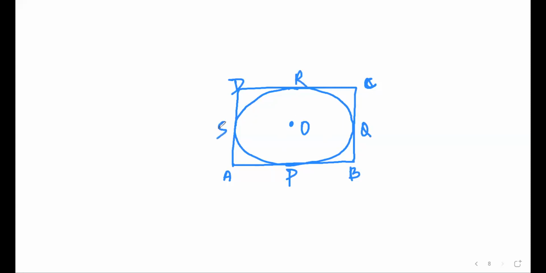We have to prove that AB plus CD is equal to BC plus DA. Here, from the common point D, if we drop a tangent, this one, and drop a tangent, this one, can we say both will be equal with each other? DR will be equal to DS. Can we say?